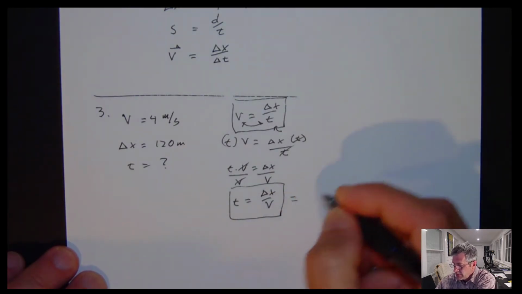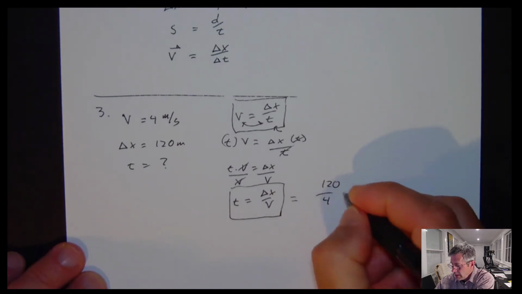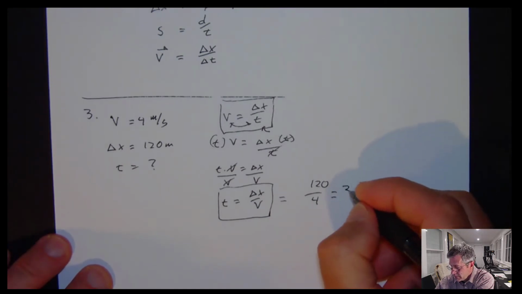And now I'm going to plug in numbers. So now this is easy. I'm going to have 120, and I'm going to divide that by 4. And I'm going to end up with, what's that, 30?